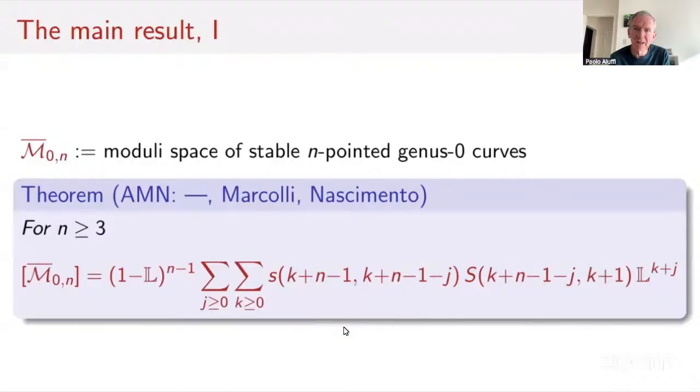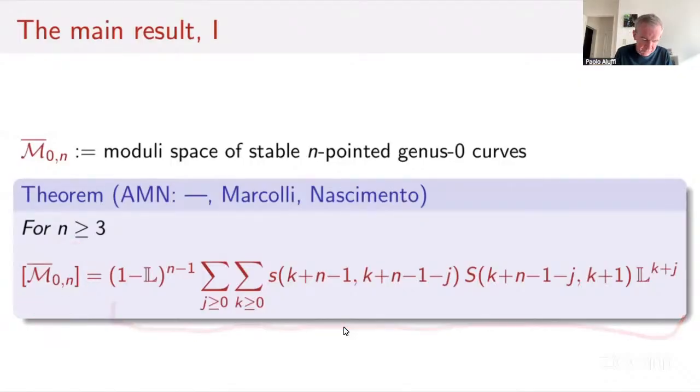Varieties have a class in the Grothendieck group or ring of varieties. L is the, I should be able to point, right? This fancy L over here is the class of the affine line, also called the Lefschetz motive. And here's the formula for the class of the moduli space of stable n-pointed genus zero curves in the Grothendieck ring.